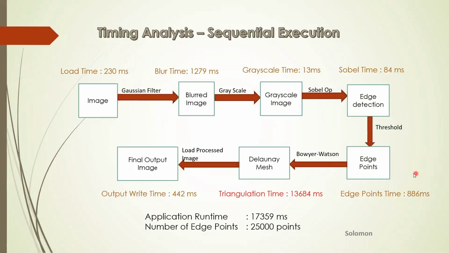This is Solomon. I'll be talking about the analysis and parallel implementation in this section. The first step in the process of parallelizing this project is to determine what needs to be parallelized. For this, we look at the timing analysis of the sequential implementation of the various algorithms used to create the final output image.